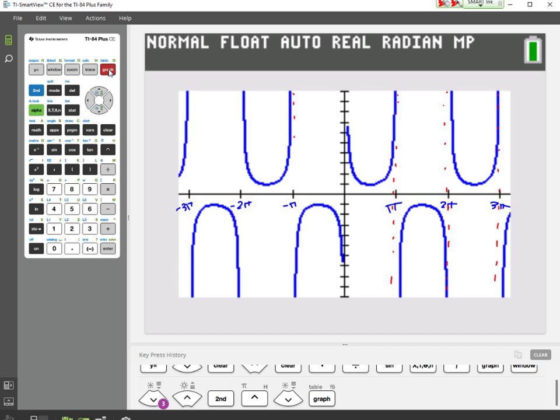Turn to your elbow partner. You're going to figure out why. Why do I have asymptotes there at every interval of pi? We're going to let the dojo pick some people too.